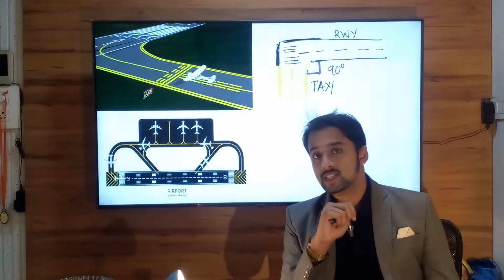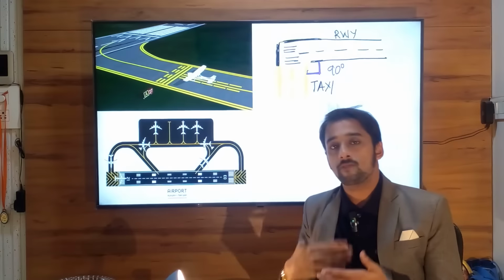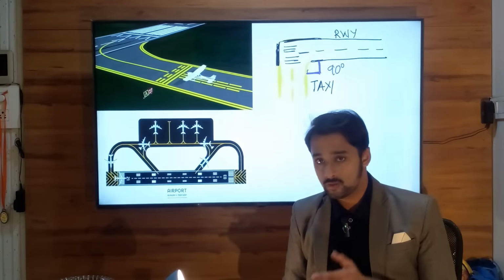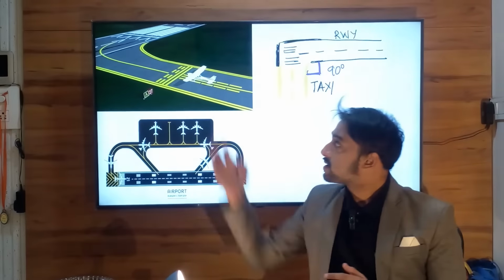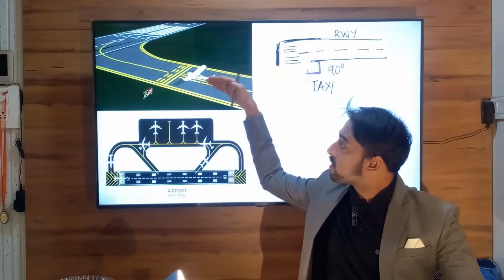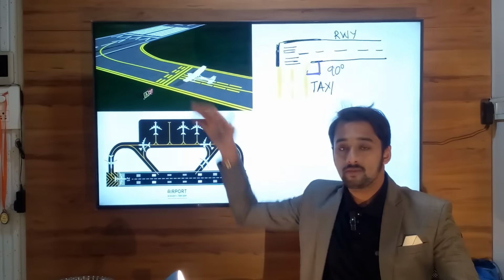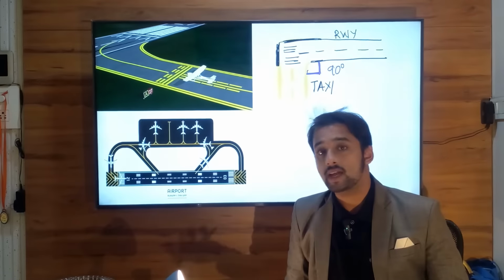Now in such a case, when you have to taxi your aircraft from the taxiway, let's suppose you have got your takeoff clearance and you are instructed to line up and hold on the runway which is in front of you. So you add power, you enter the runway and you line up with the center line of the runway, and then you are waiting for takeoff clearance.